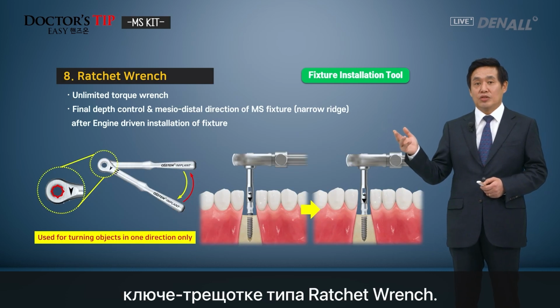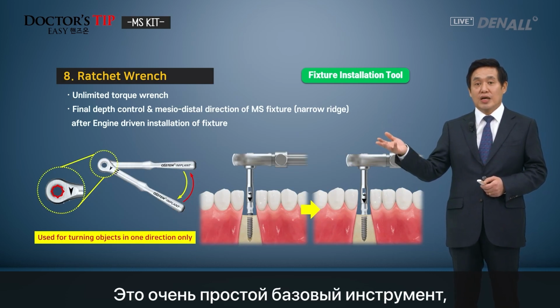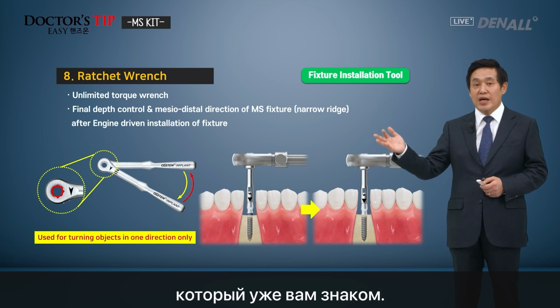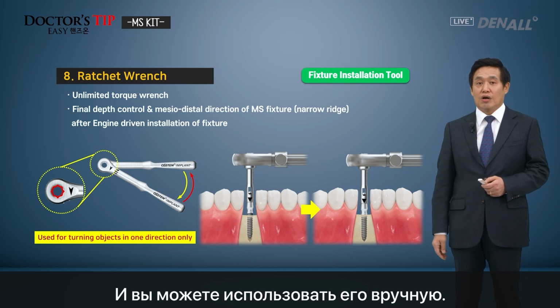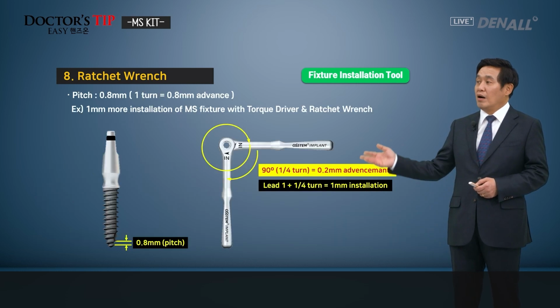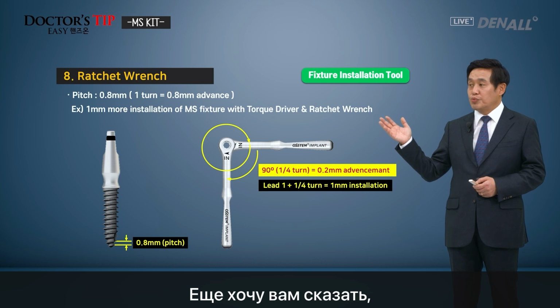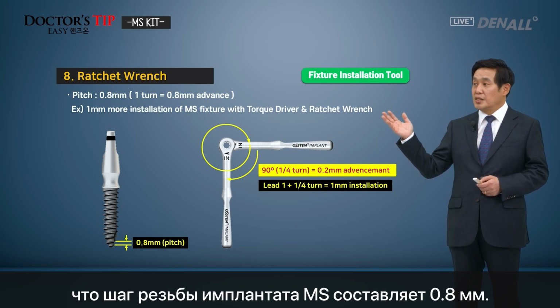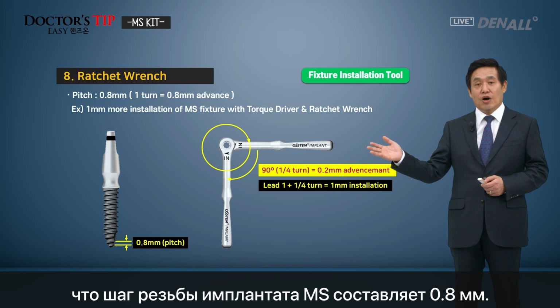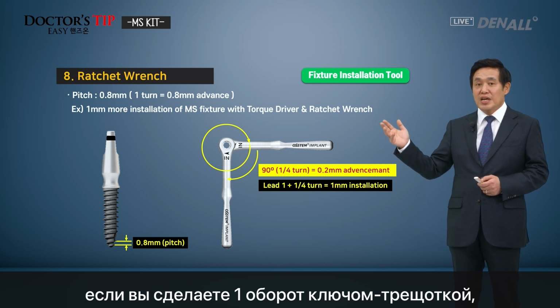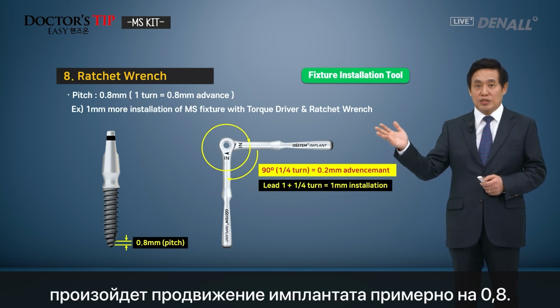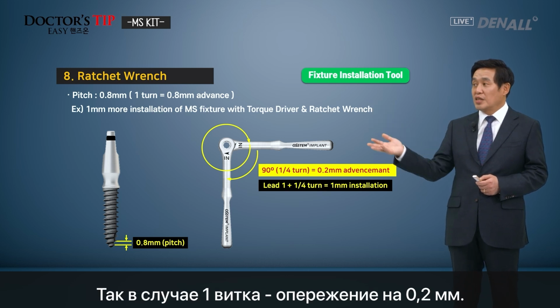Next is the ratchet wrench. This is a very basic tool that you would know, a one-directional ratchet wrench, and you can use it as a hand wrench. And one more thing I want to tell you is that in the case of mandibular anterior, for the MS implant, the pitch is 0.8. This means that with the hand wrench, if you do one turn, then about 0.8 implant advancement happens.